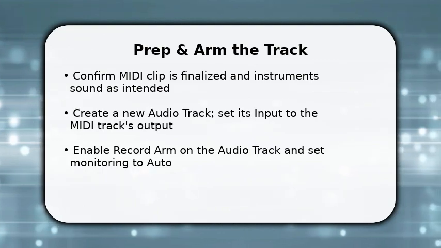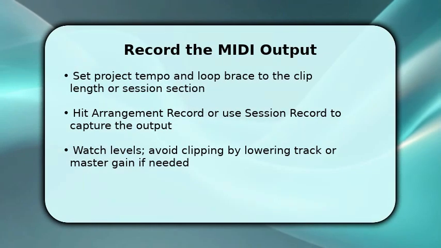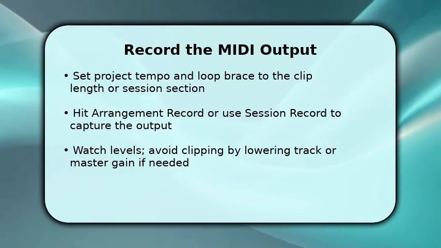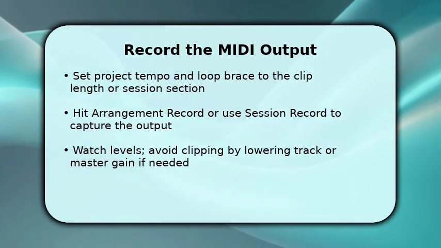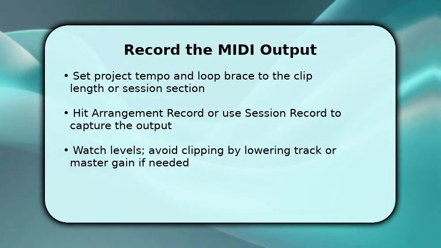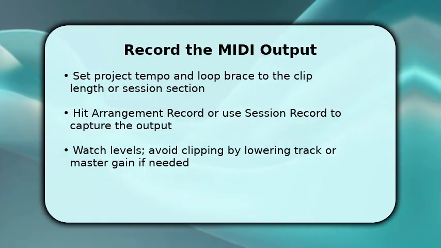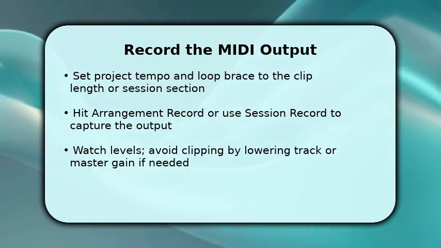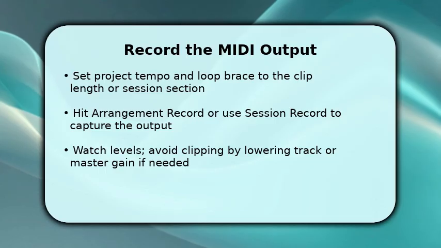Now record the MIDI as audio. If you're in Arrangement View, position the playhead and punch in with Arrangement Record. In Session View, trigger the clip and use Session Record to capture into the armed audio track. Make sure the loop brace or clip length matches what you want recorded.